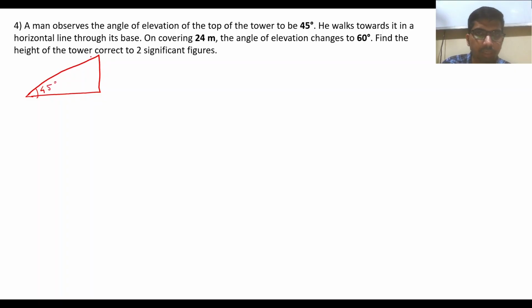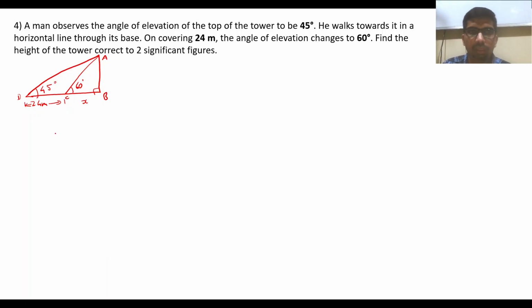He walks 24 meters and the angle of elevation changes to 60 degrees. So let the base be x and the distance traveled is how much? Distance traveled is 24 meters. He is walking 24 meters towards the building. We have to find the height of the building correct to two significant figures. So let's see what happens.